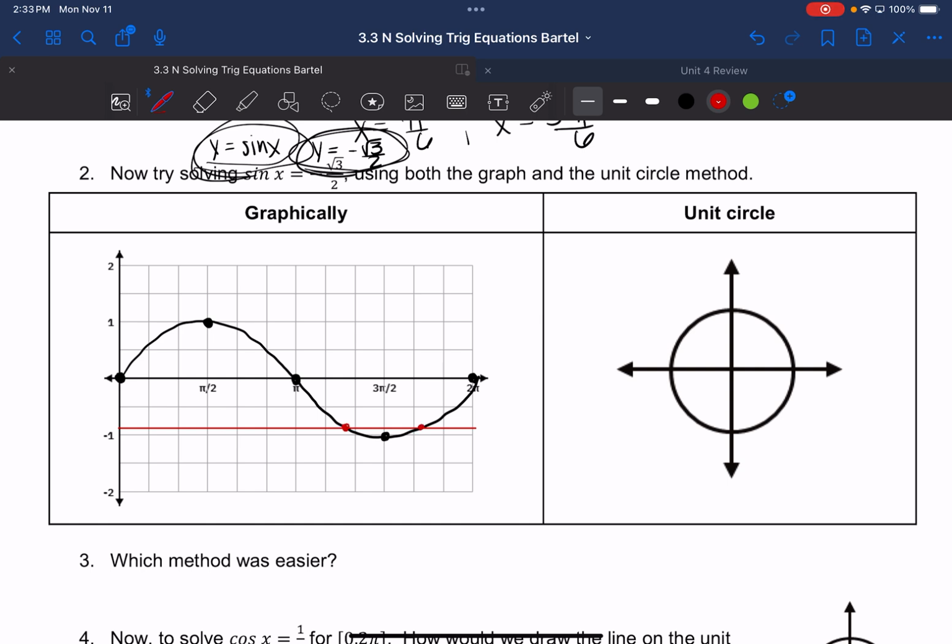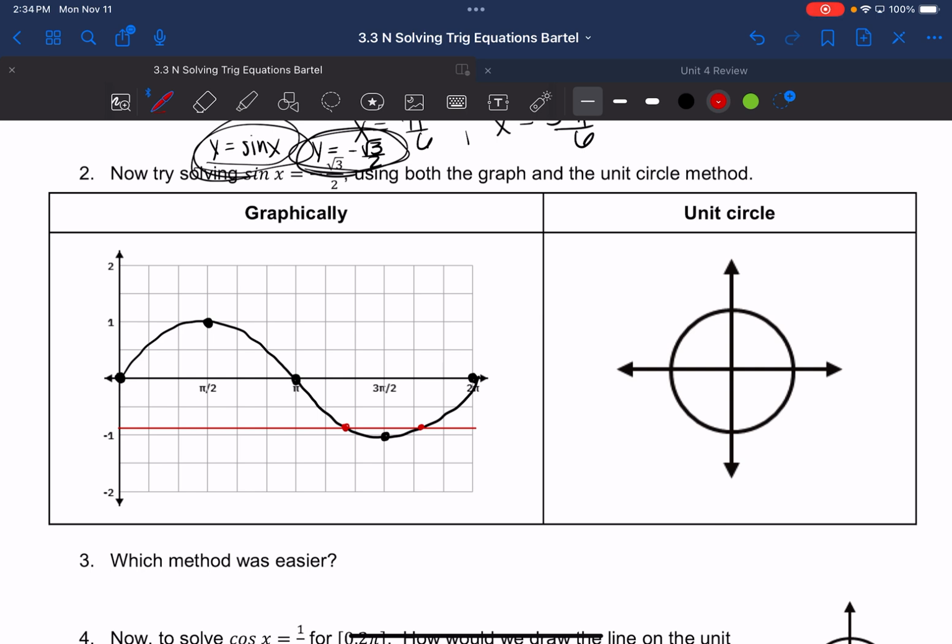Now, I don't know exactly where negative 0.866 whatever falls, right? So this was an estimate, right? But it's definitely not on a line, right? So am I going to be able to tell where those intersection points are just looking at this graph? No. Probably not. Okay, so let's try on the unit circle. See if we can figure it out over there.